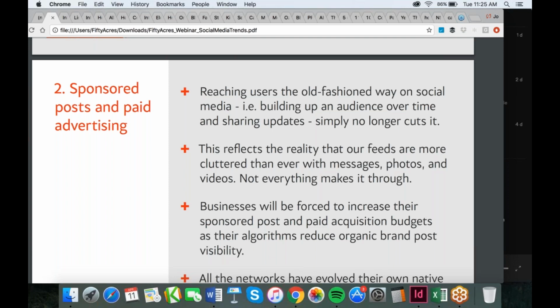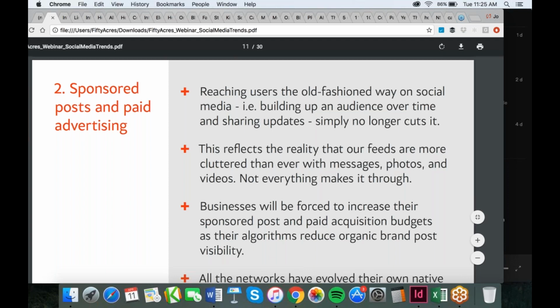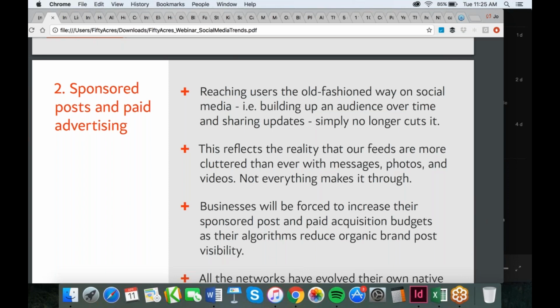So, this reflects the reality that our feeds are more cluttered than ever with messages, photos and videos. Not everything makes it through. If you pay though to get something into someone's feed, it does permeate. You can see the metrics on that. You can see how many people were contacted, or how many feeds it appeared in, how many people clicked on it. It's a bit elusive otherwise. And businesses will be forced to increase their sponsored posts and paid acquisition budgets as the algorithms reduce organic brand post visibility.